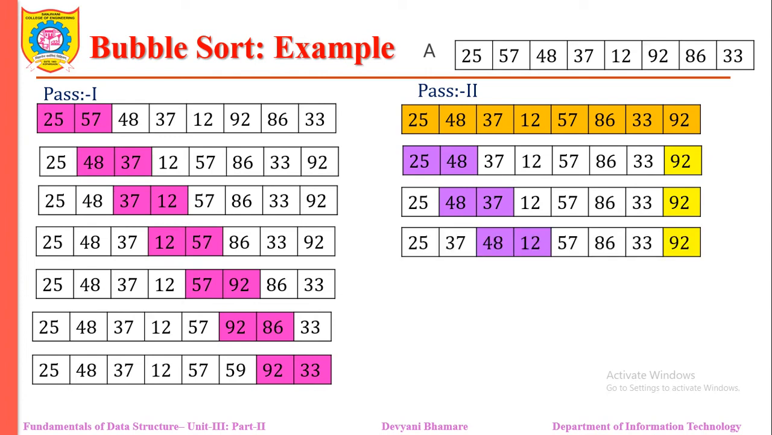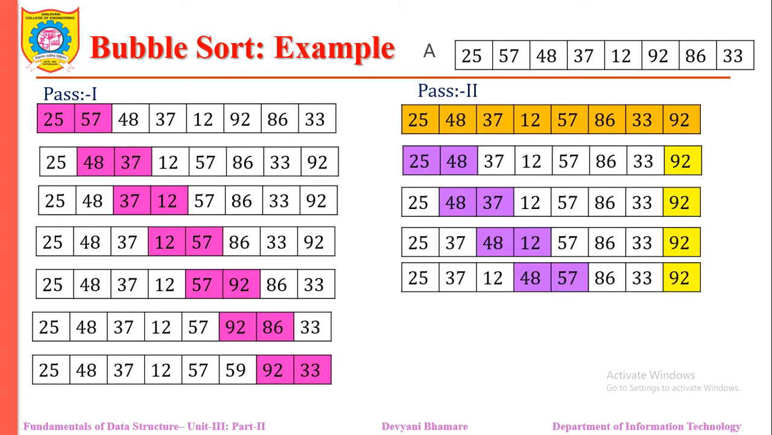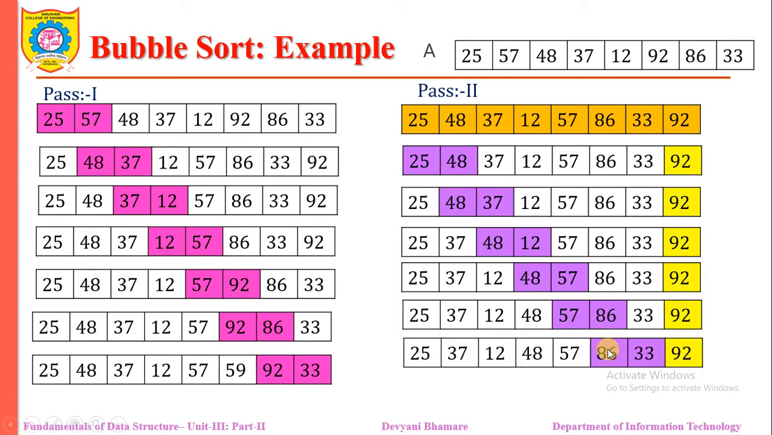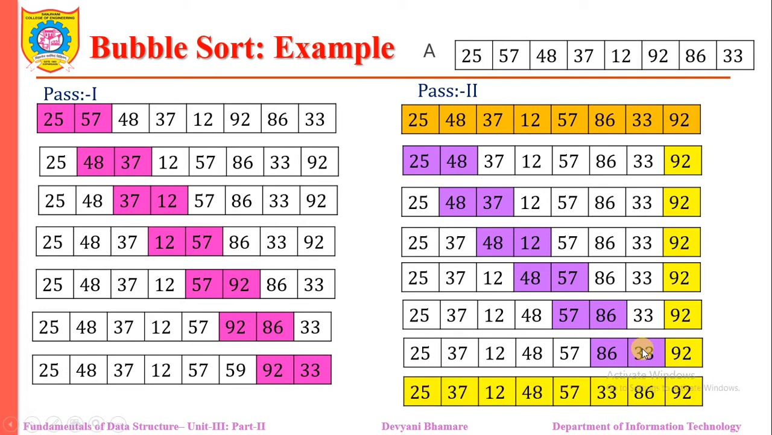We need to swap. Then 48 and 12 are compared. We need to swap. 48 and 57 are compared. No need to swap. 57 and 86 are compared. No need to swap. And then 86 and 33 are compared. Then we need to swap. And after pass 2, the second largest element is placed at its proper place.